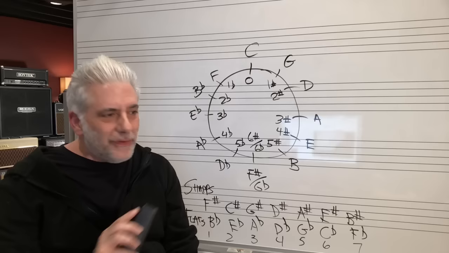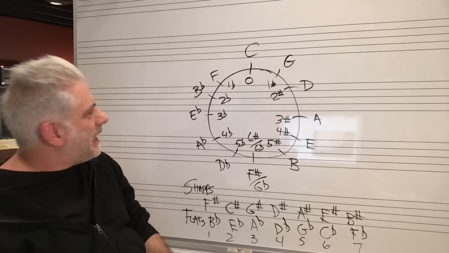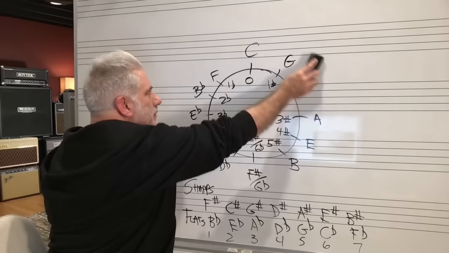And then write down your parallels and then write down your secondary dominants. Okay, so we're going to pick a key here. Let's say we'll take A major, okay? So we're going to take A major. Now, A major has three sharps in it.